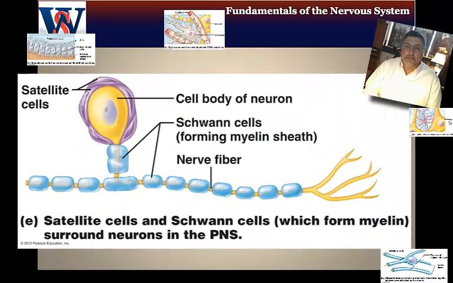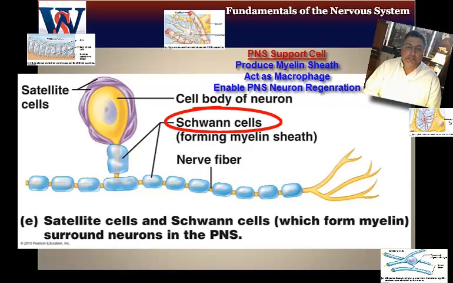The two types of support cells that would be found in the peripheral nervous system would be our Schwann cells. Our Schwann cells act like oligodendrocytes. They insulate by forming myelin sheaths around very large peripheral nervous system axons. The more myelin there is, the quicker the conduction of the electrical event. But they also function as the macrophage for the peripheral nervous system, digesting cell debris.